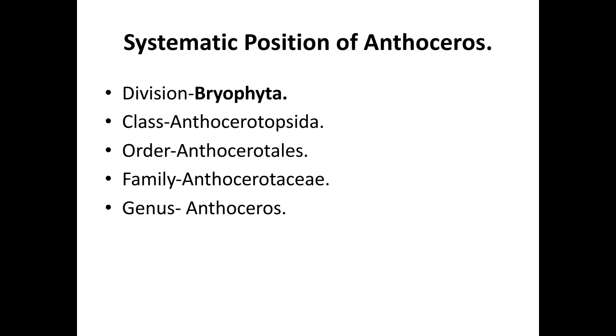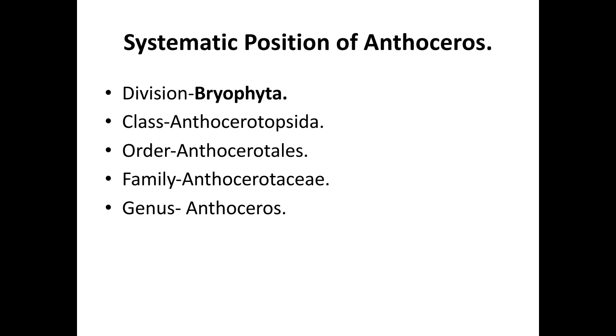Next, systematic position of Anthoceros. Anthoceros is put into division Bryophyta. The plant body is thalloid. There is no differentiation of root, stem and leaves. Rhizoids are present in place of roots. And the sporophyte is dependent on gametophyte for its nutrition. Then the vascular tissue is totally absent. It means xylem and phloem conducting elements are totally absent in case of Bryophyta.